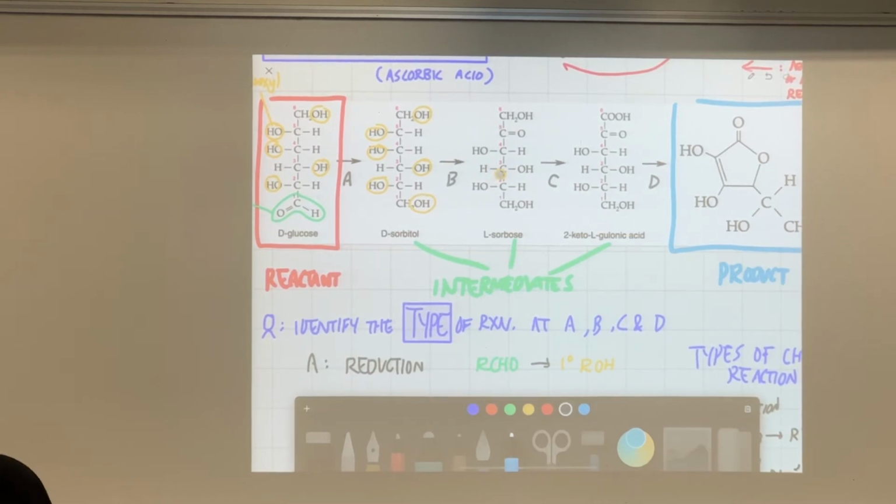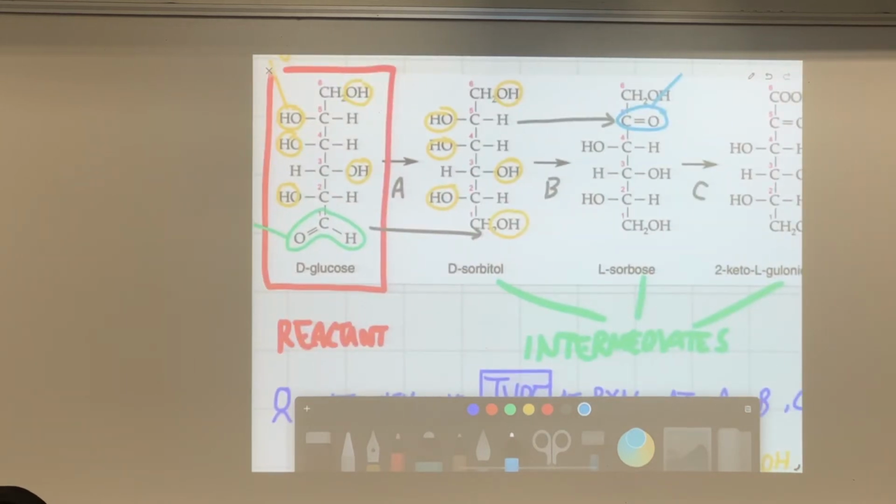There's only one change, from alcohol to alkene. If it is an alkene, aldehyde to alcohol? No. Can you see this group turning from... elimination? What is this? This is aldehyde, right? Yeah. What is this? Ketone. Yes. Do you see the difference between aldehyde and ketone?